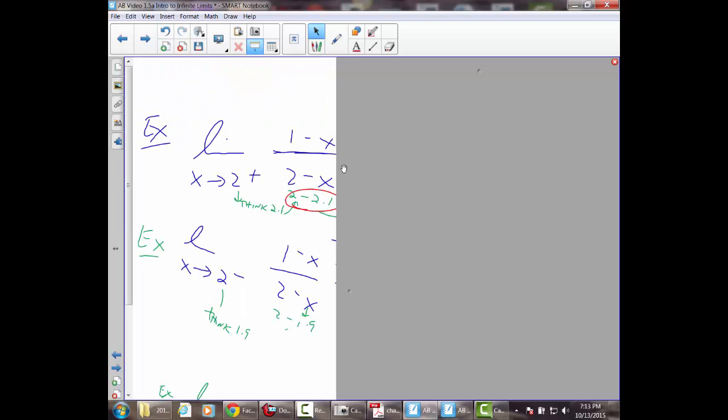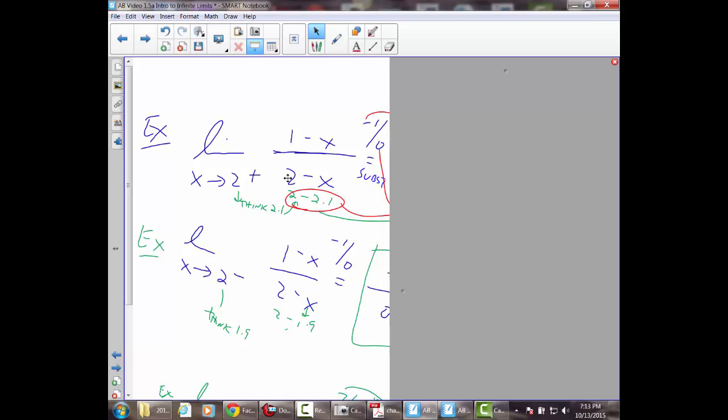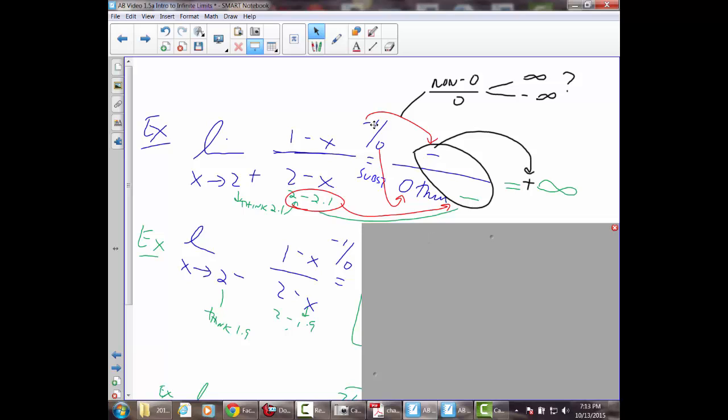Okay, so a couple more examples. If I approach 2 from the right, well, first I'll plug in 2. 1 minus 2 is negative 1. 2 minus 2 is 0. So there's my non-zero over 0. I know my answer is going to be either infinity or negative infinity. Approaching 2 from the right, think of 2.1. 2 minus 2.1 would actually be negative. So I'll end up with a negative constant on top, and I'm approaching 0 through negative values on the bottom. My answer will be positive.